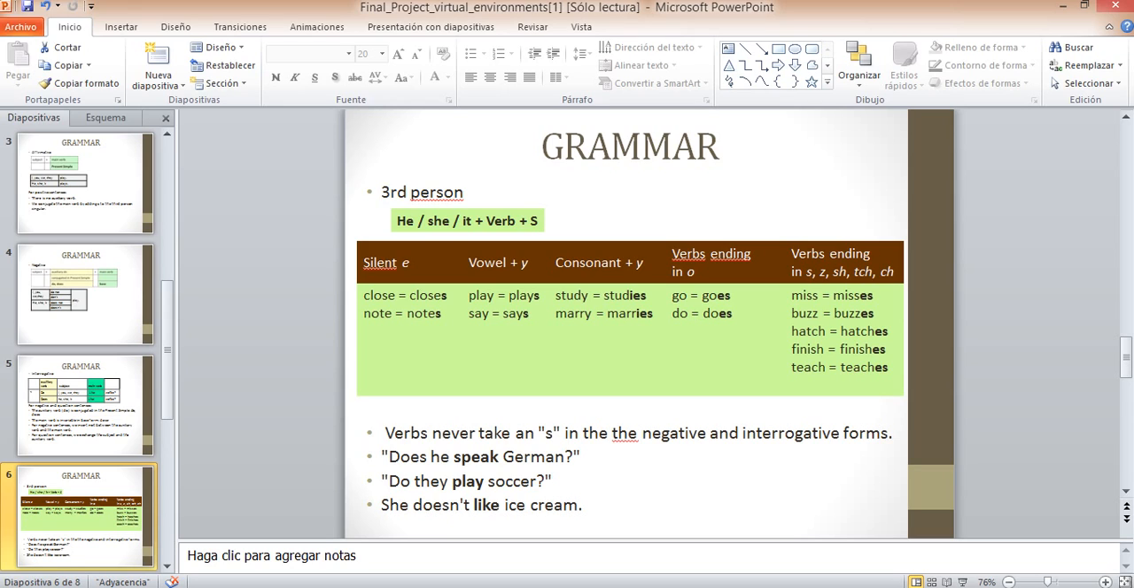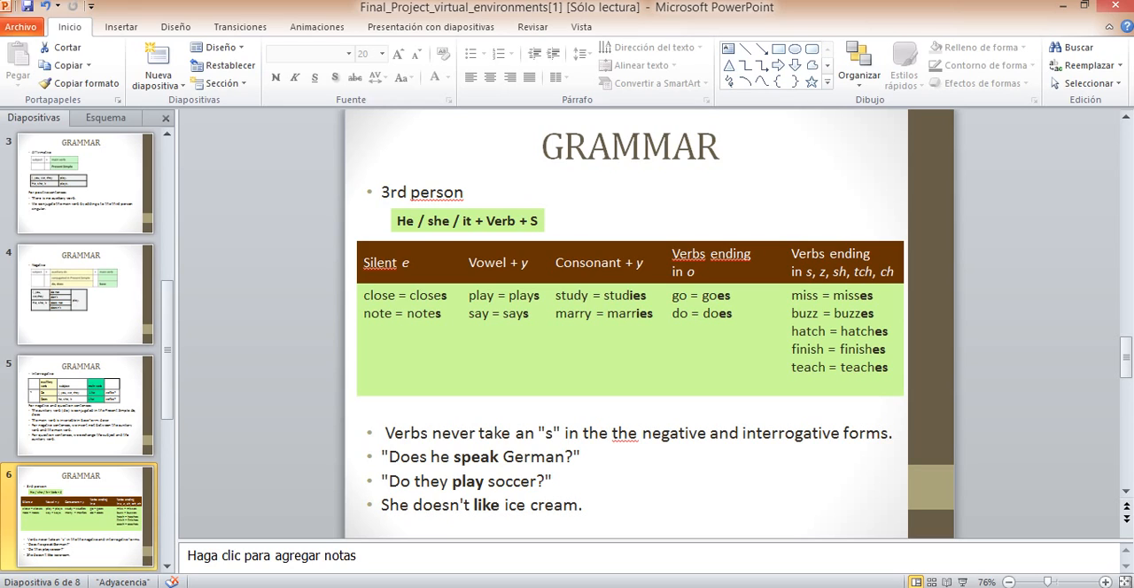If the verb is ending in o, we should add es, as we see in these words. And if the verb is ending in s, z, sh, ch, or x, we should add es. For example, miss, misses, bus, buses, businesses, hatches, and the other words.